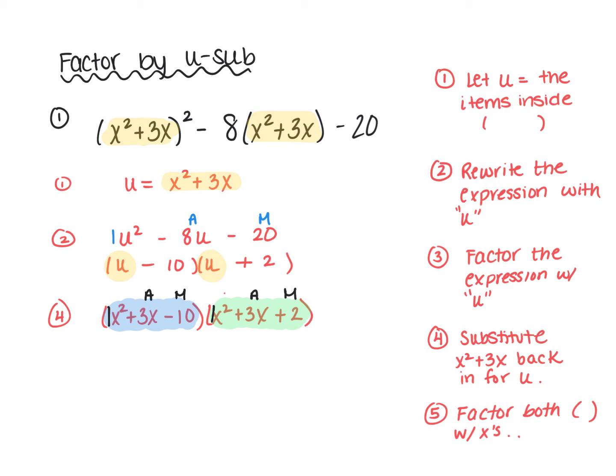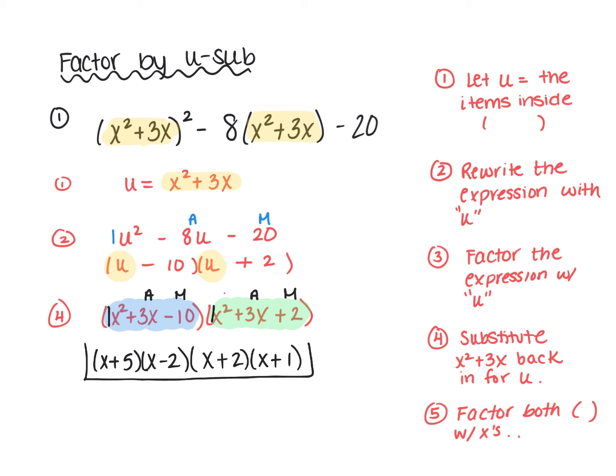Why don't you pause the video, try both of them, and then hit resume when you're ready for the answer. Okay, so for the first one, you should have gotten x plus 5, x minus 2. And then for the second one, you should have gotten x plus 2 and x plus 1. So this is your final answer. All right, excellent. Let's try another example.